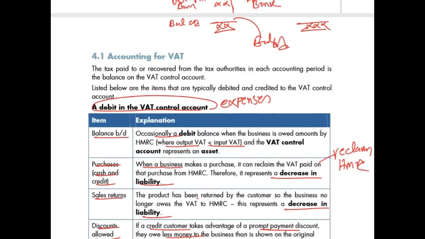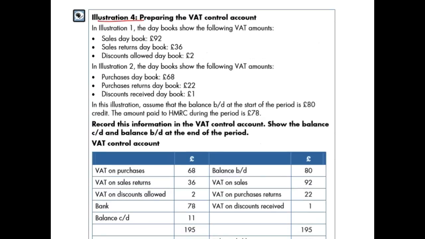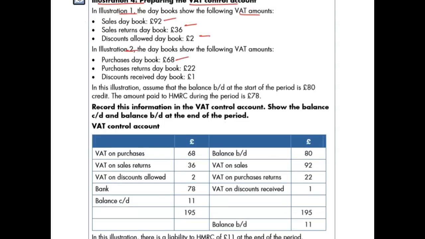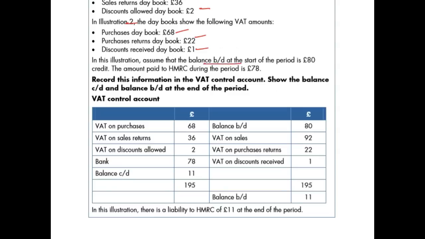Let's check out one hands-on example. A very quick illustration, number 4: preparing a VAT control account. In illustration 1, the day books show the following amounts: sales return, discount allowed. These are the totals from the day books. In illustration 2, we have seen purchase return and discount received. In this illustration, assume that the balance BD at the start of the period is 80 credit. It's a liability, isn't it? So even though they said credit, it is very simple and clear. The amount paid to HMRC is 78. So we're going to put all these items.